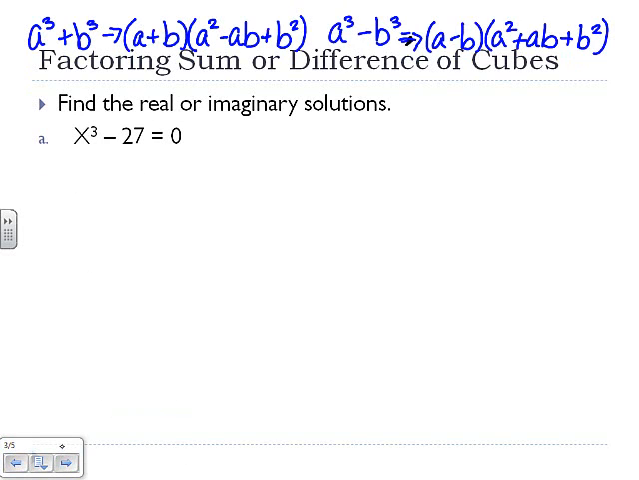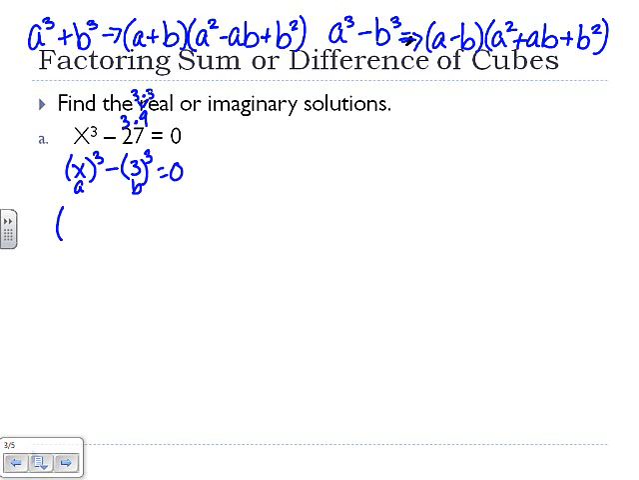x cubed minus 27 equals 0. We can look at these 2 terms as perfect cubes. If I do x cubed, that'll make x cubed. And then over here, if I do 3 cubed, that'll make 27. I know this because 3 times 9 makes 27, and then 9 is 3 times 3. So I have 3 3's that make 27, meaning 3 cubed. So a is x and b is 3, still equal to 0.